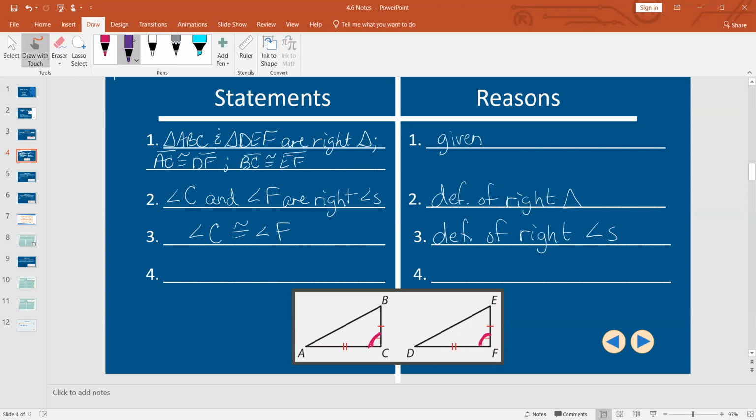And now we know the postulate that proves that these are congruent. We can state that ABC is congruent to triangle DEF because of side-angle-side congruence. And that works essentially to prove that leg-leg congruency in right triangles will prove that the two triangles are congruent.